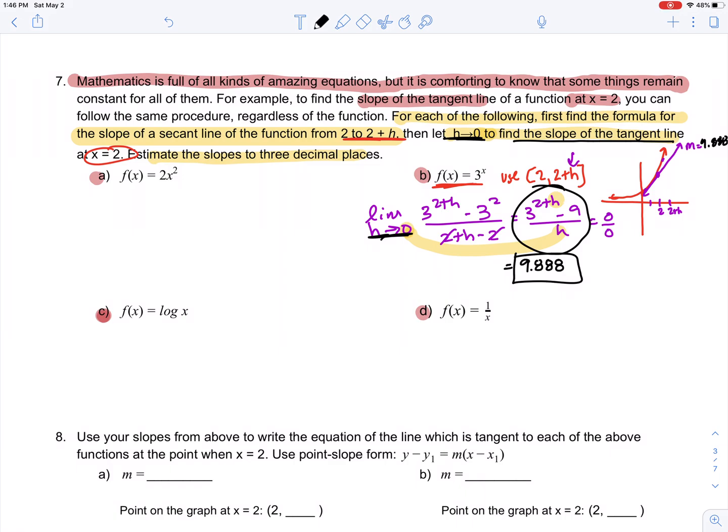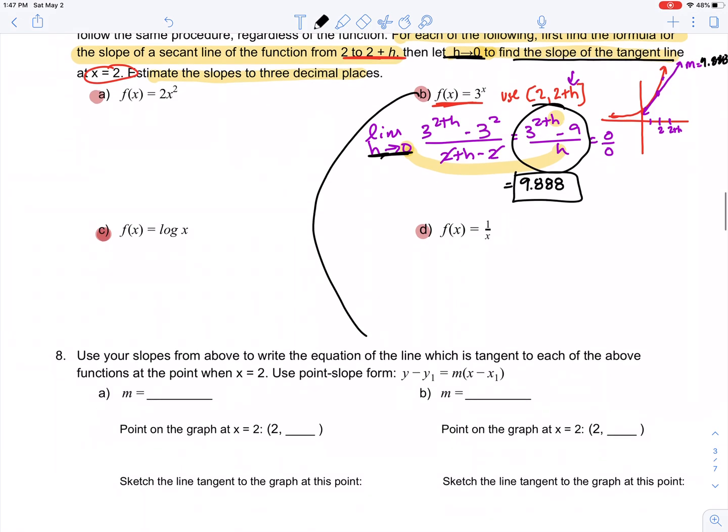To do the next part of the problem, part B relates to the previous part. We want to find the equation of the line tangent. We already know the slope, it was 9.888. Now we have to find the point. What is the point on the graph of f of x equals 3 to the x when x is 2? If I plug in 2 into this equation, I get 9. So it goes through the point (2, 9).